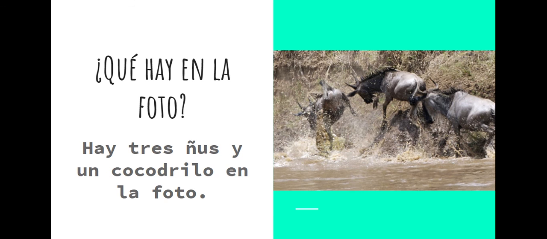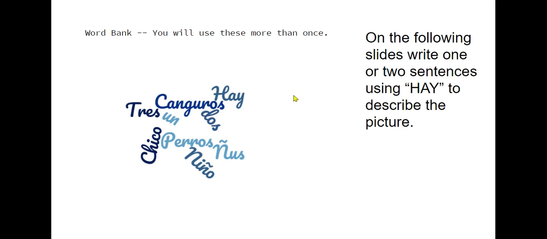Okay, class, now you're going to go to another Google slide that's going to make you a copy, and you're going to answer some questions. There's a word bank, and on the following slides, you'll write one or two sentences using hay to describe the picture. So you open the Google slide presentation, that is your handout, and you'll answer those and fill in the blank. And then you're going to submit it and turn it in.